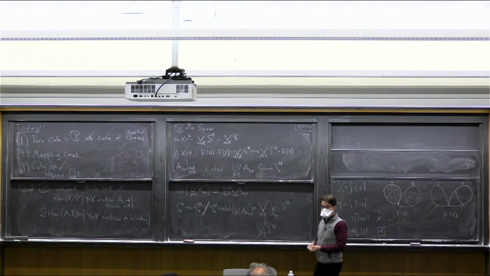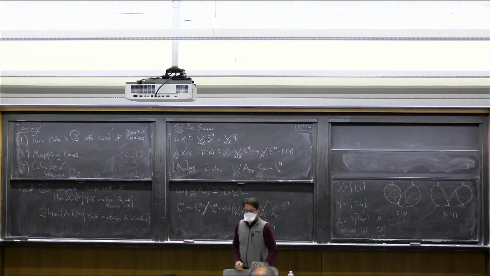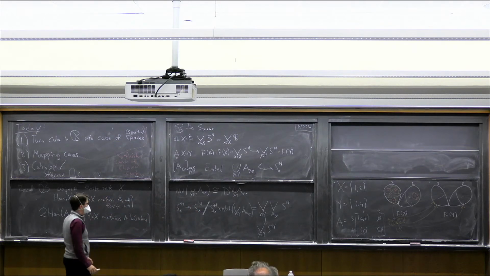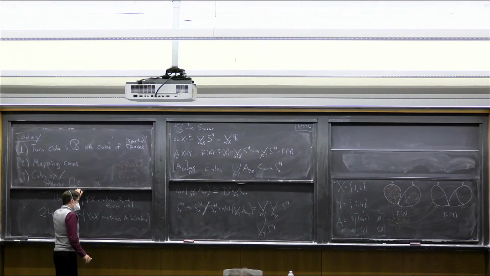Question so far? So I've defined a map. I've done it for each x because wedge sum is like a coproduct. This has defined it for the whole wedge sum.